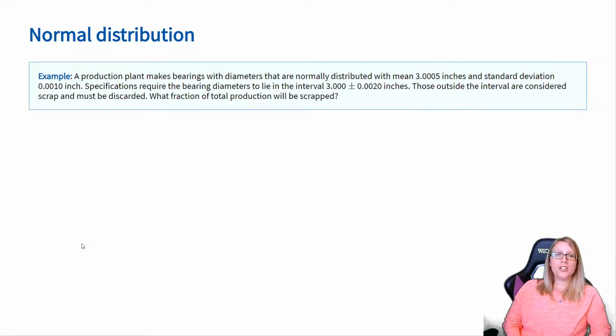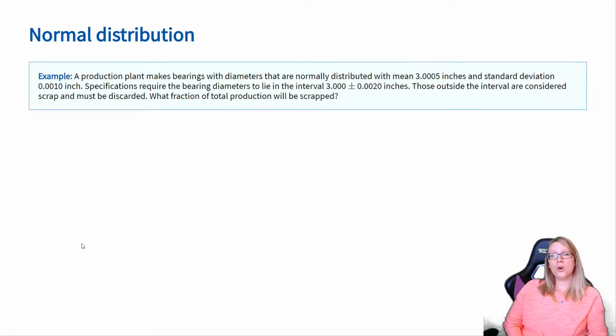Our specifications require this ball bearing to be a very particular size. It must fall within 3 plus or minus 0.002 inches. If it's too small, it will fall out of the joint. If it's too large, it won't fit in the joint. So we need to be very precise with the size. Those ball bearings then that are outside this range are scrap and will be discarded.